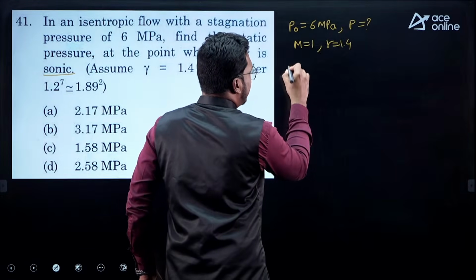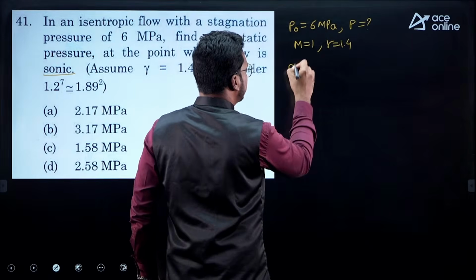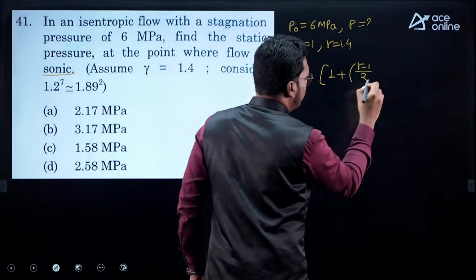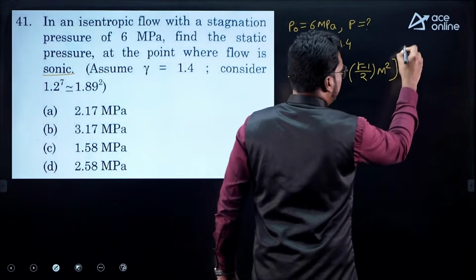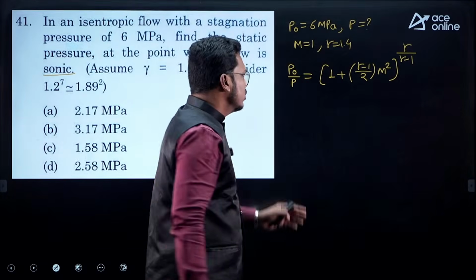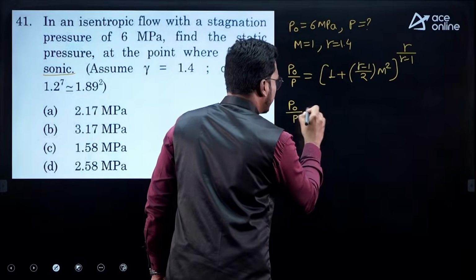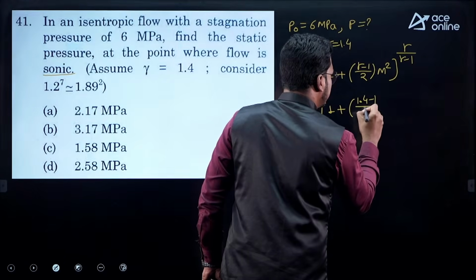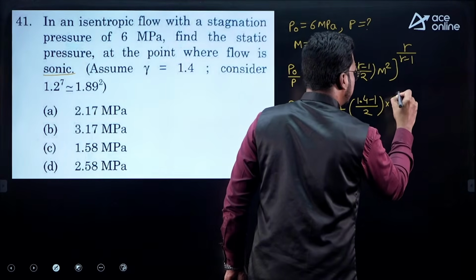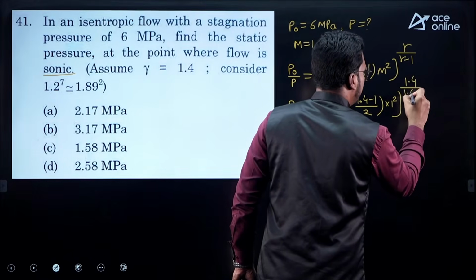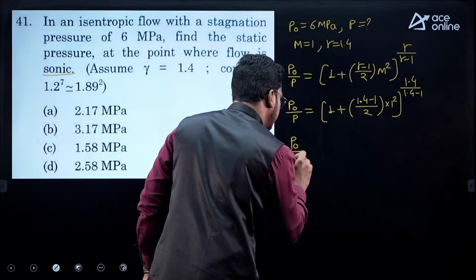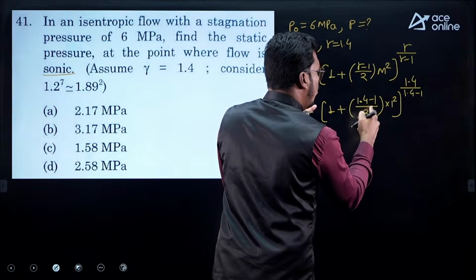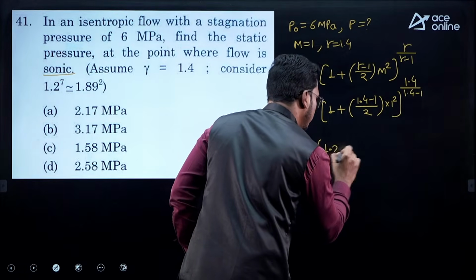We know that P naught by P, stagnation pressure by static pressure, is equal to (1 plus (gamma minus 1) divided by 2 into Mach number square) power gamma divided by gamma minus 1. Yes, this is the formula. Let us put the values. P naught by P is equal to 1 plus (1.4 minus 1) divided by 2, Mach number 1 square, power 1.4 divided by 1.4 minus 1. Very simple calculation. 1.4 minus 1 is 0.4, divided by 2 is 0.2. 0.2 plus 1 is 1.2, into 1 is 1.